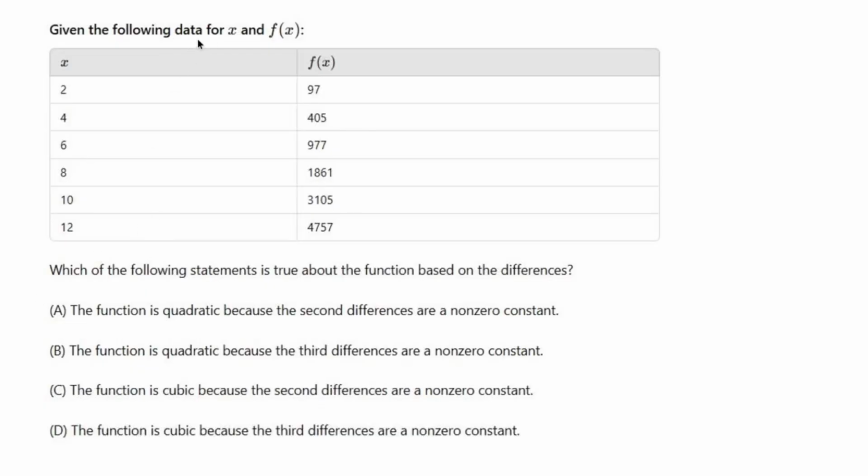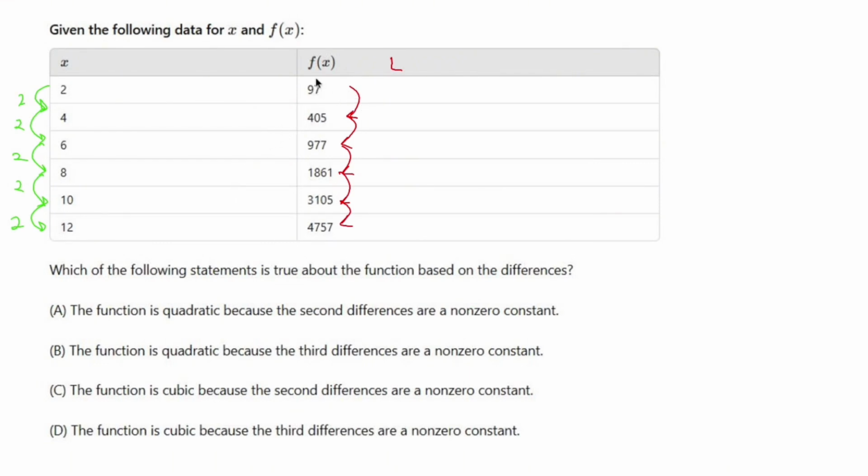Given the following data for x and f of x, so we have all this information right here, which of the following statements is true about the function based on the differences? Well, first things first, the x values each go up by 2, praise the Lord. So we have equal length input value intervals going on the left. So that means I can find out if it is quadratic or cubic. Linear is not the option, but we'll test its linearity by finding out what we have to do to each number to get from one number to the next. What you have to be very, very careful of is not making a dumb little math error, which I'm deathly afraid I'm going to do.